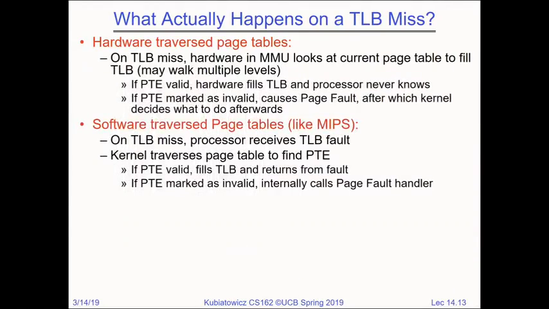So notice the difference here is in the first one, the processor may never get invoked if the page table entry is valid in the page table. The second one, the processor gets invoked on every TLB miss. Which one's faster? Depends on what you're asking, right?